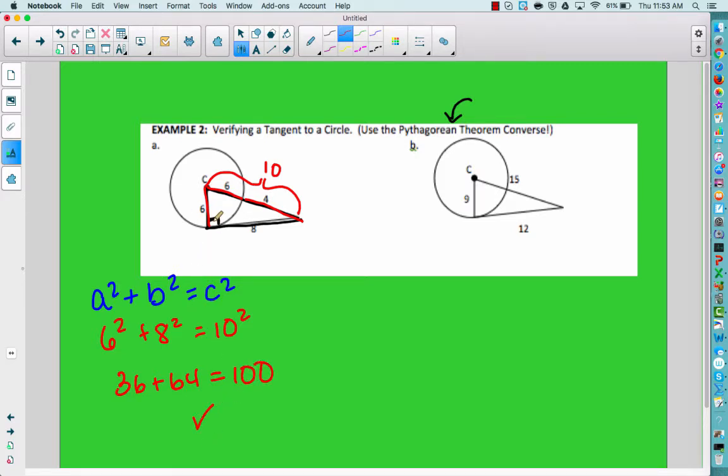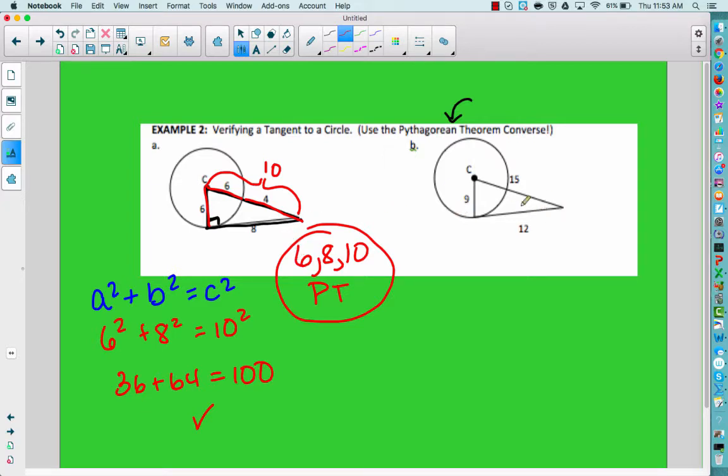So that is a right angle. It is a right triangle, so that is a tangent line. All right, now some of you might have said, Coach Fred, I didn't need to do that. It's a 6, 8, 10 Pythagorean triple, and you're absolutely right. If you saw that, then it would be okay. You'd be able to do that.